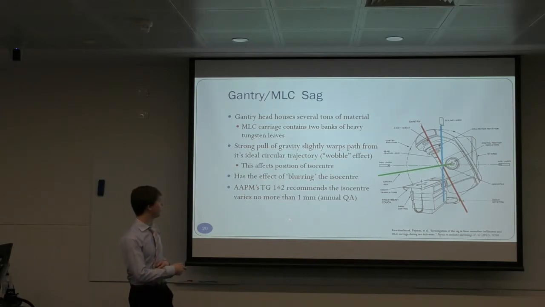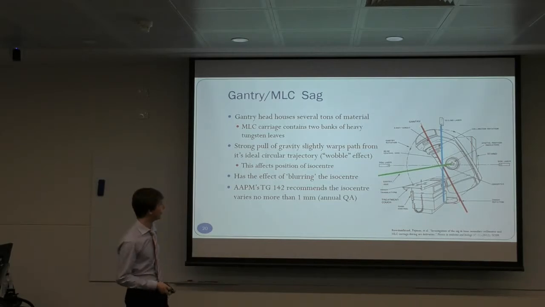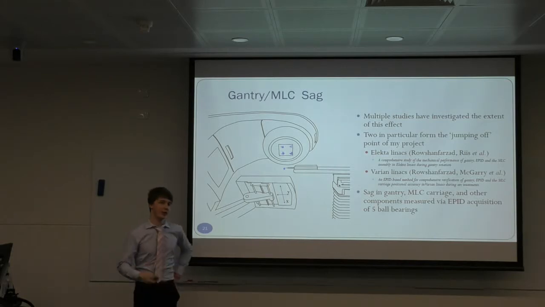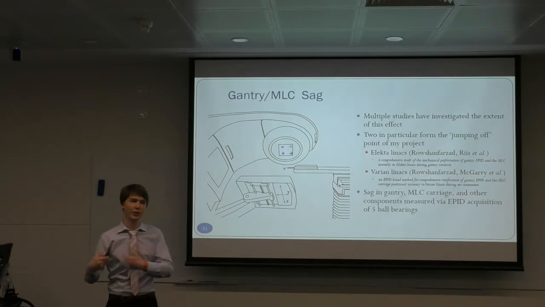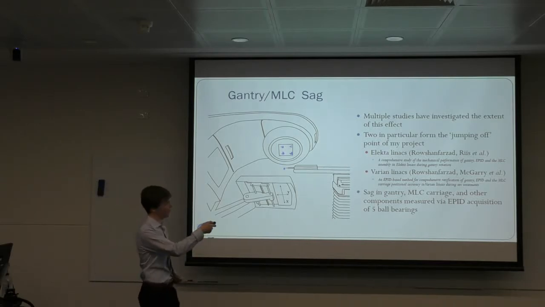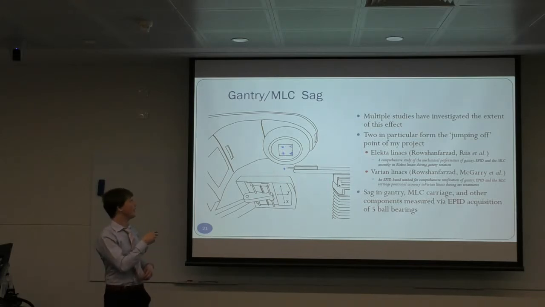The general tolerance level is that every year you need to make sure that isocenter is not varying more than 1 millimeter if you want to give a good treatment to the patient. So, this effect has been investigated by multiple different studies, and there's two in particular that form the jumping off point of my project. There's one for Elekta Linacs and one for Varian Linacs, which compiled comprehensive data of this gantry and MLC sag.